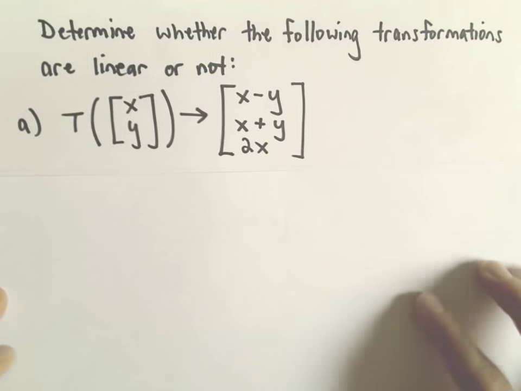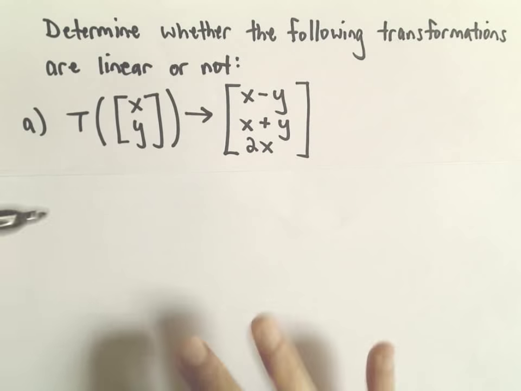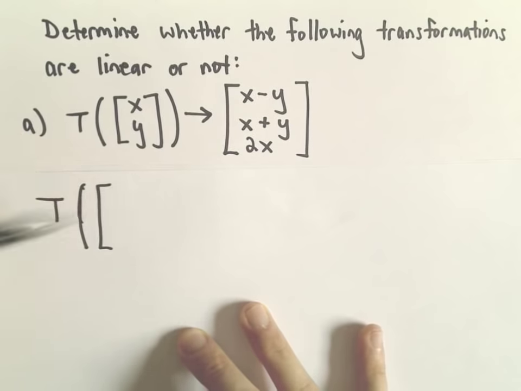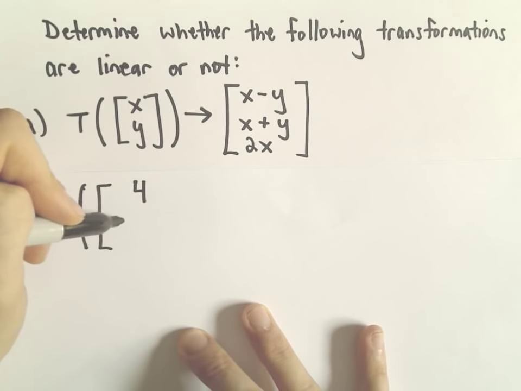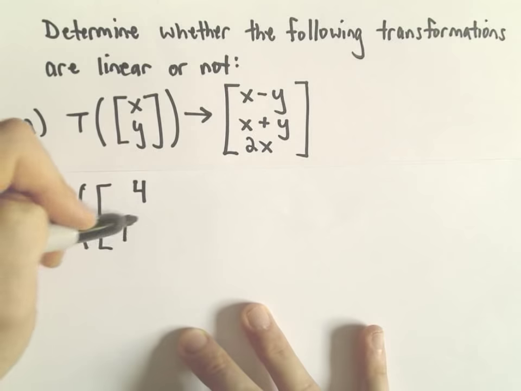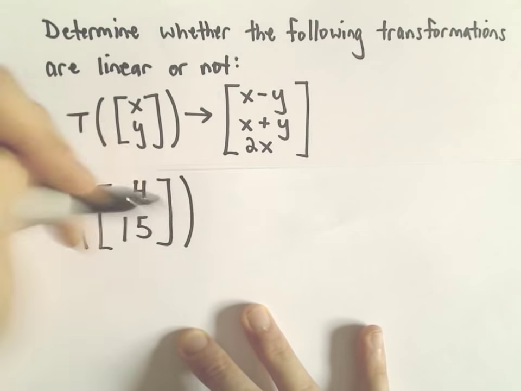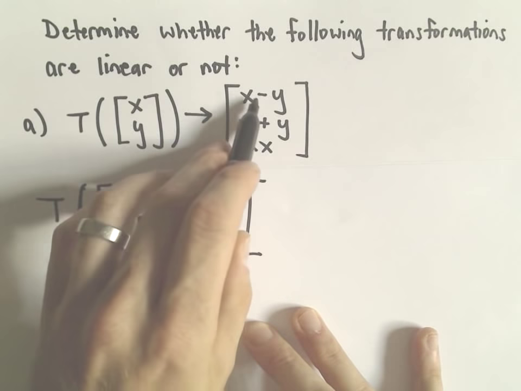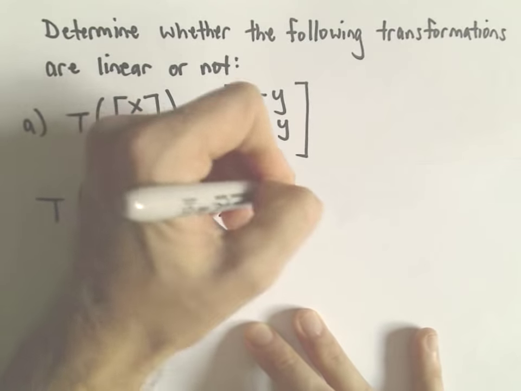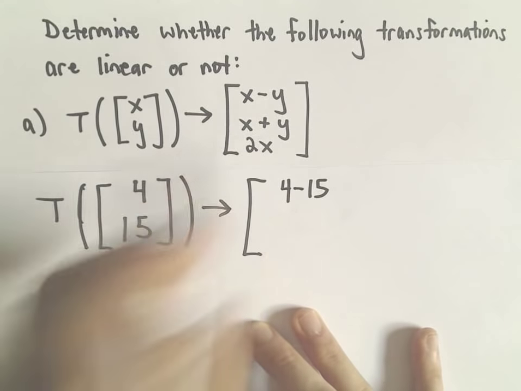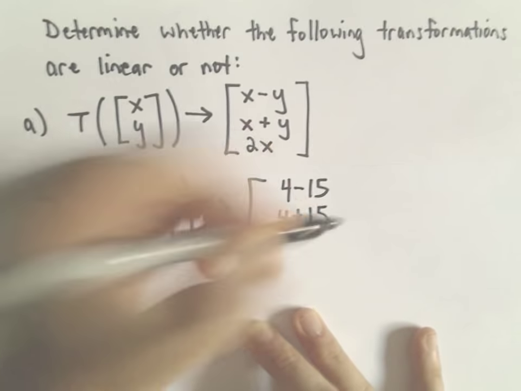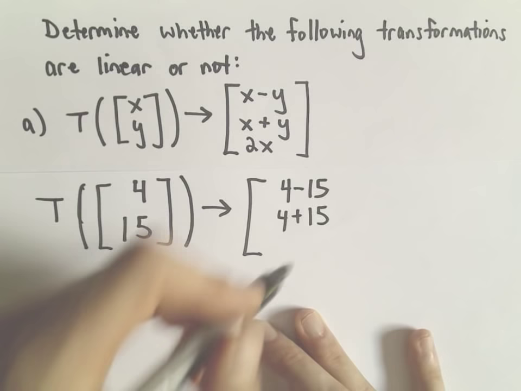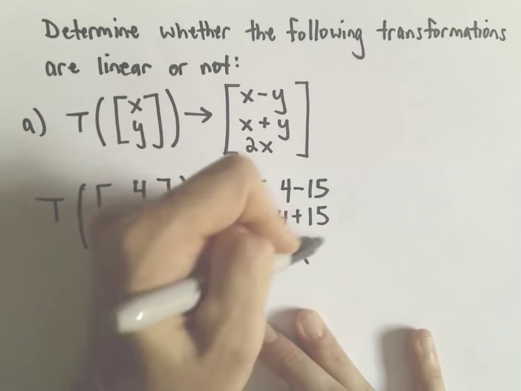Just to show you an example of a transformation, this is not the proof at all yet. Maybe we look at this first example. If we started with the vector 4, 15, that's a vector in R2. Under this mapping, all it says is take the first component, subtract away the second component, so we would have 4 minus 15. Then add the two components together, 4 plus 15. And then take the first component and multiply it by 2, so we would get 2 times 4.